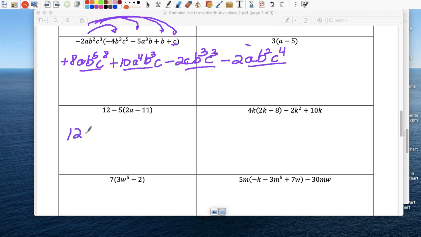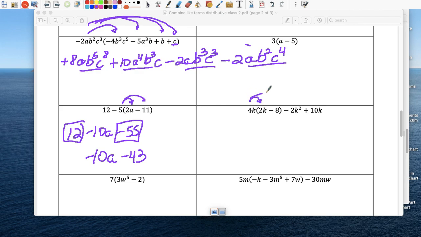12 doesn't multiply with anyone, but the distributive property happens here. Negative 5 times 2A is negative 10A. Negative 5 and negative 11 is negative 55. Combine like terms? Yeah, I can combine this guy here with this guy here. So negative 10A, 12 and 55 is 43, negative 43.